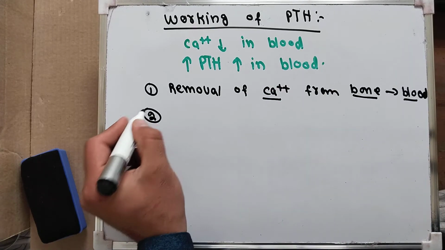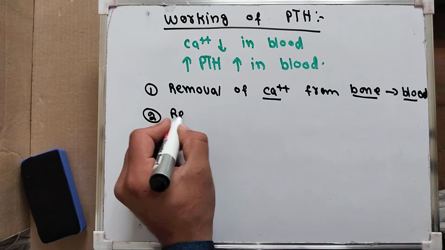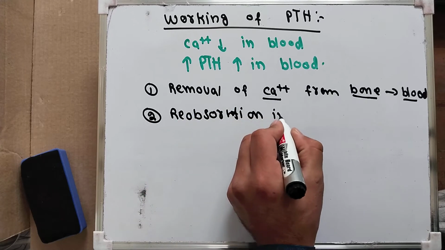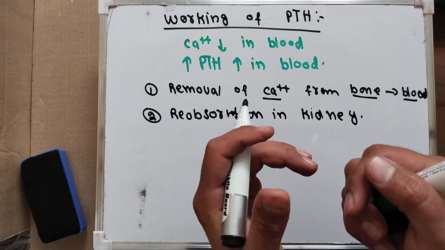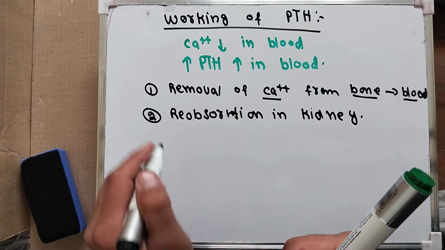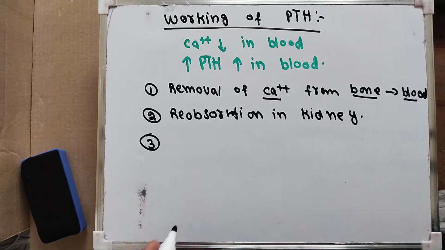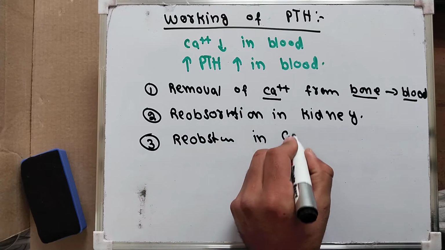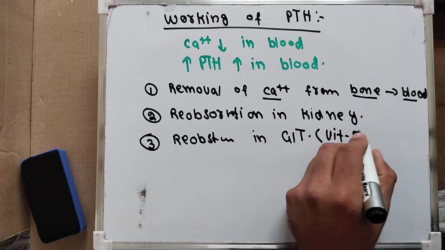Number 2 function that is performed by parathyroid hormone is reabsorption in kidney. From the nephron tubule, calcium ion is reabsorbed into the blood, peritubular capillaries, and the level of calcium ion is increased in the blood. Number 3, reabsorption in the gastrointestinal tract, and this is performed by vitamin D.